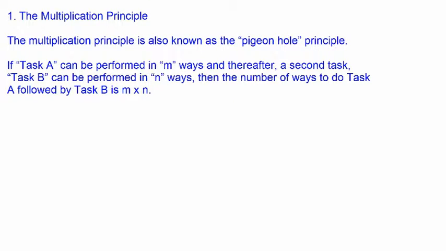The first counting process that we examine is called the multiplication principle, sometimes known as the pigeonhole principle. It states that if a task A can be performed in M ways, so we count how many ways we can do the first task, and after we do the first task, a second task, we'll call task B, can be performed in N ways, then the number of ways to do task A followed by task B is M times N. An example will help us understand the application of this process.